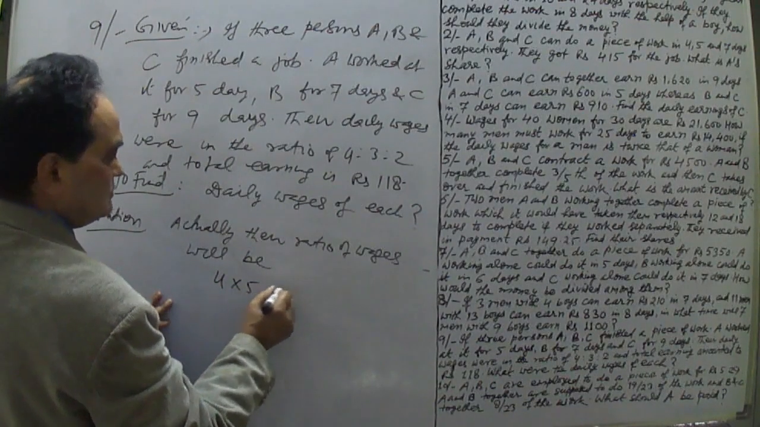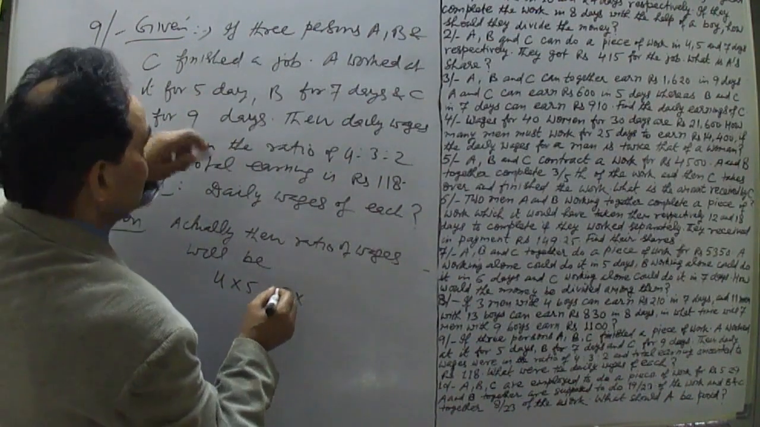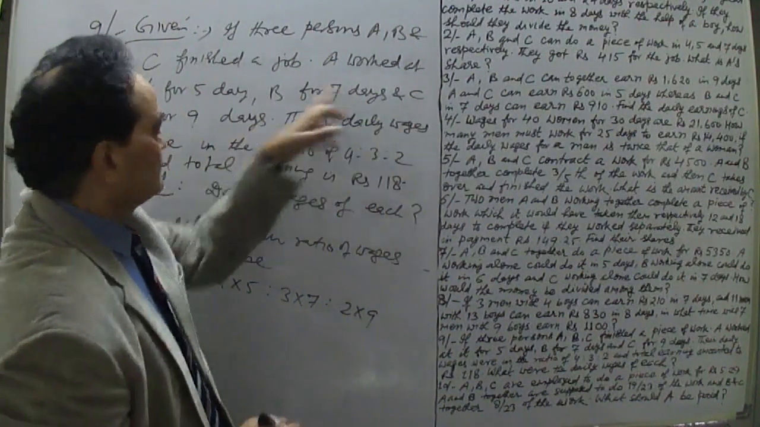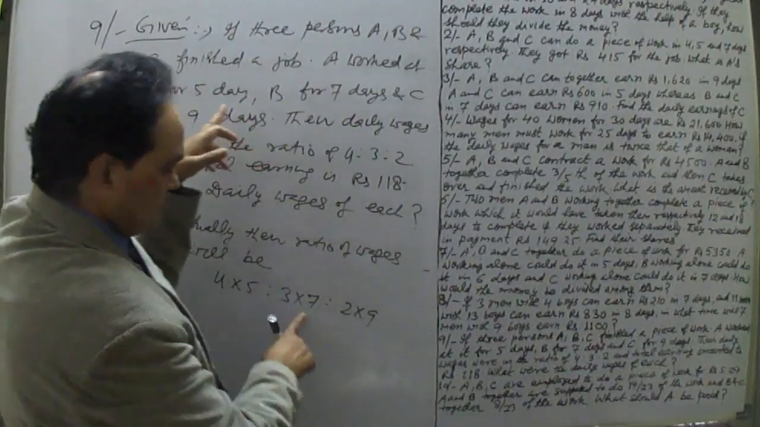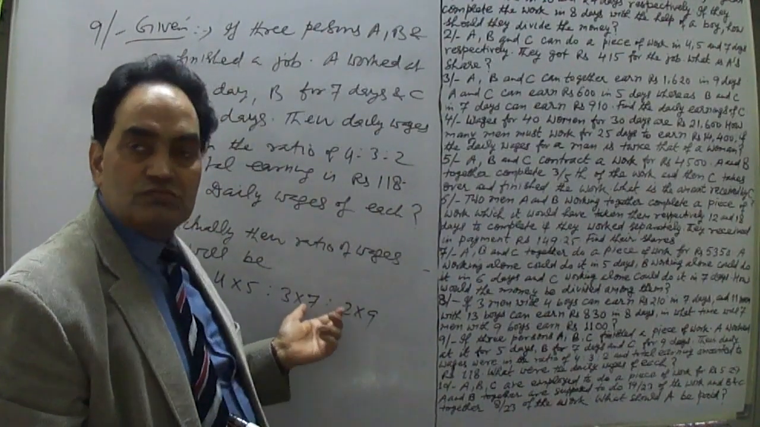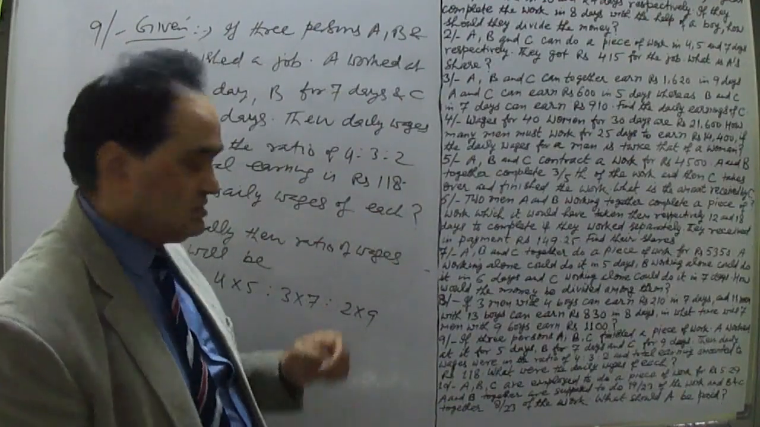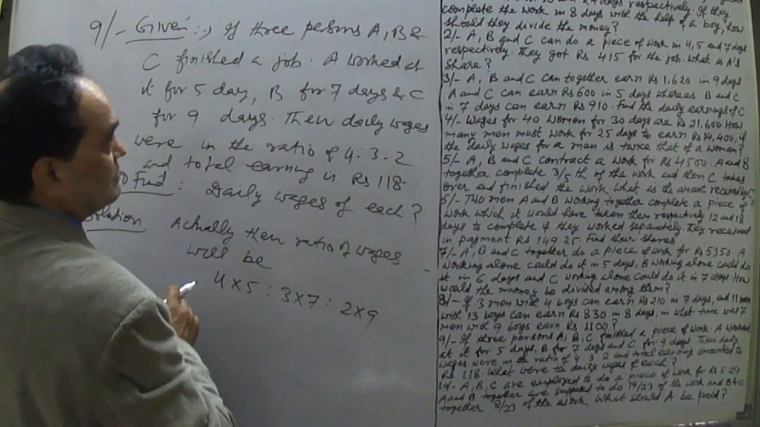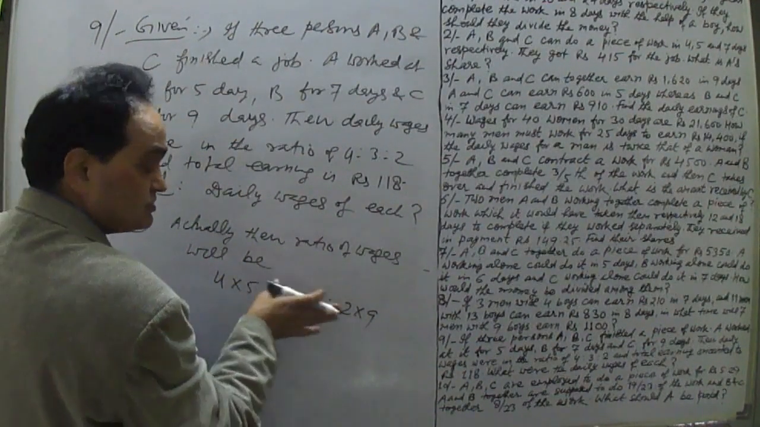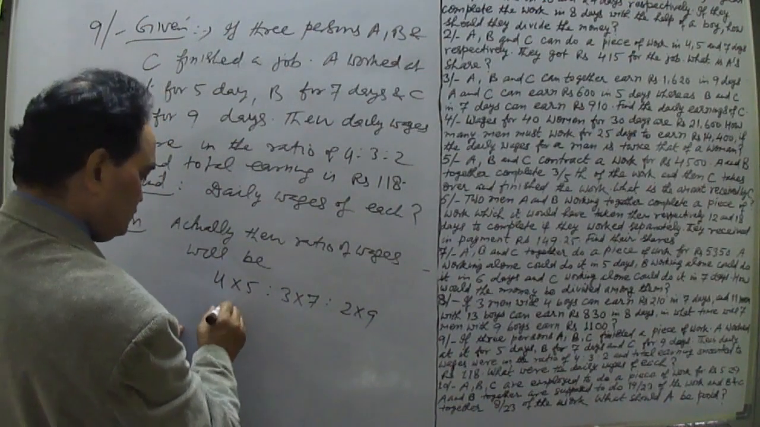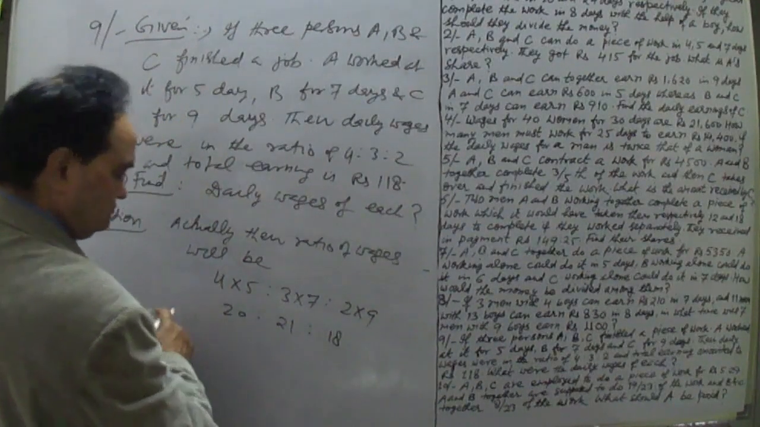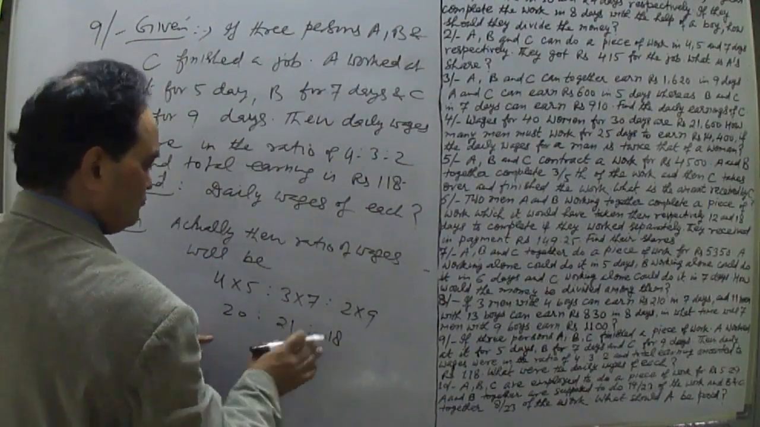4 into 5, 3 into 7, is to 2 into 9, because C worked for 9 days, B for 7 days, so we multiply the daily wages by the days they worked. So this is the actual ratio in which the money will be given. So what is the actual ratio? It is 20, 21, 18. Nothing is common. These are the three ratios.